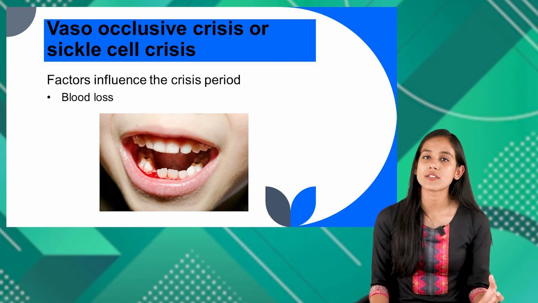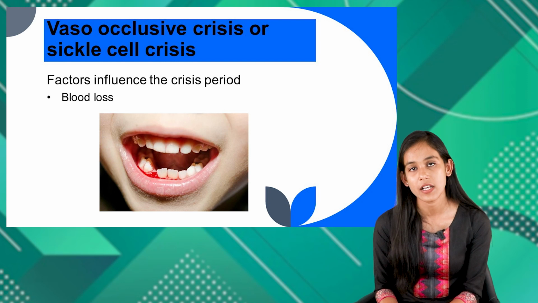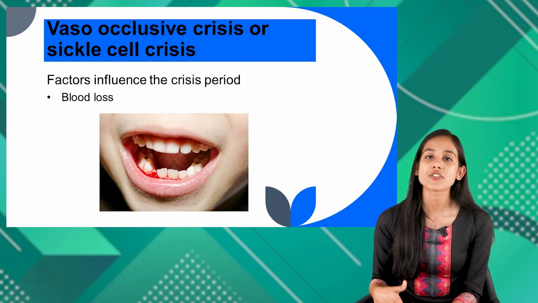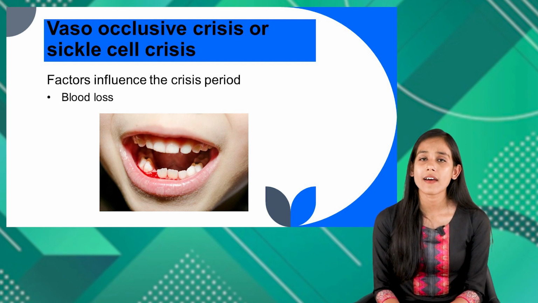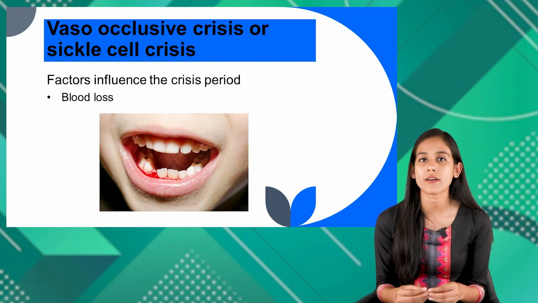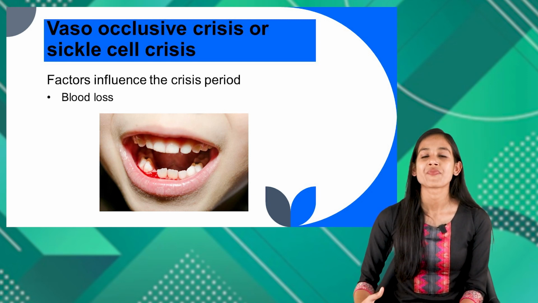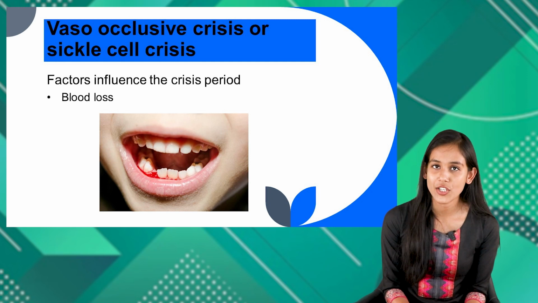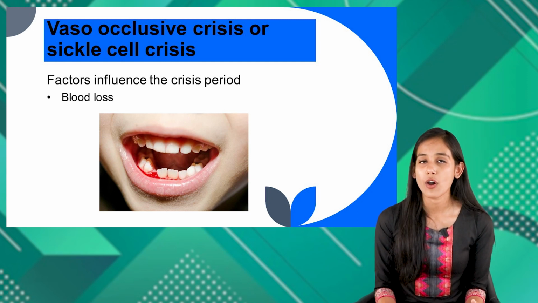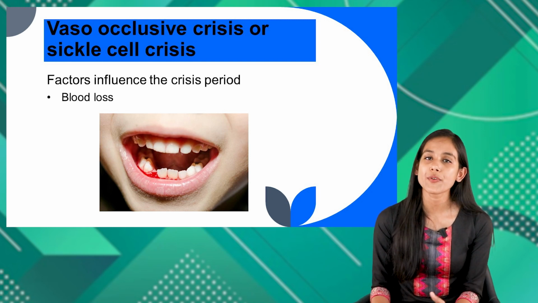So there are certain factors which aggravate this crisis. Let us learn what are the factors that might aggravate the crisis episode. So the first thing is if there is blood loss. Whenever there is significant blood loss due to any trauma or surgery, what would happen? The body is already in demand of RBCs and also high oxygen, right? Because there are sickle shaped RBCs which do not carry oxygen, so the body is already in demand. And when there is blood loss from the body, what would happen?